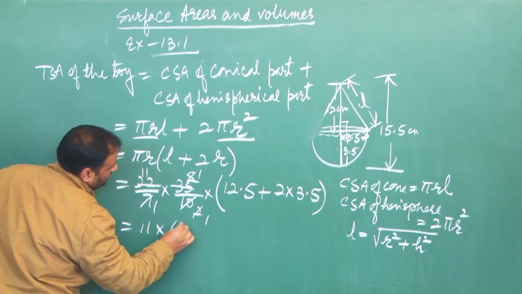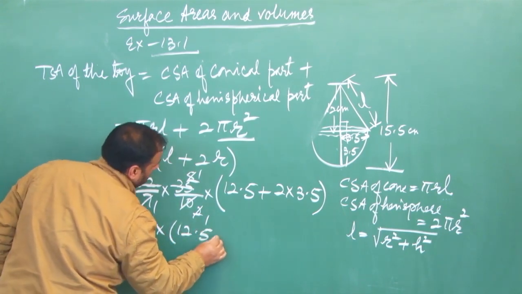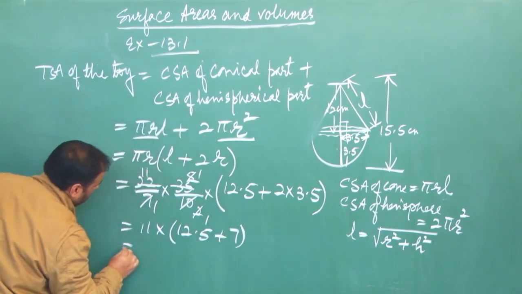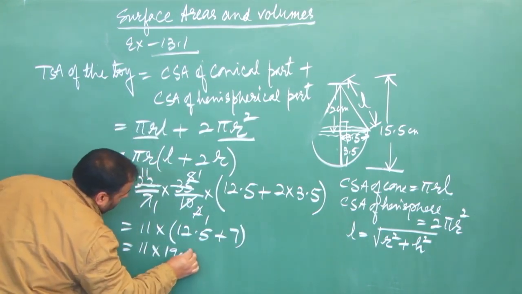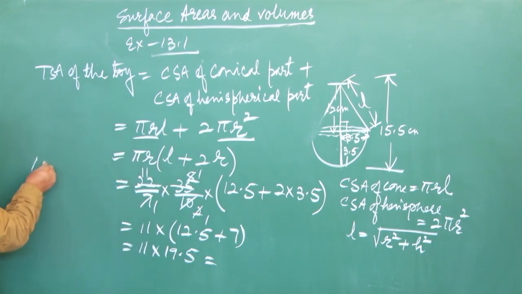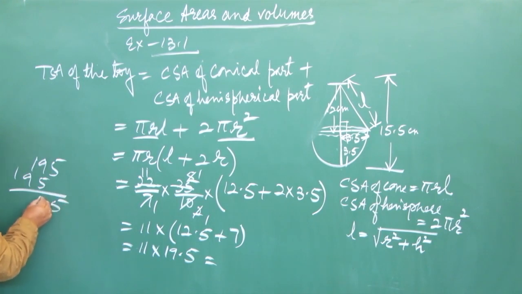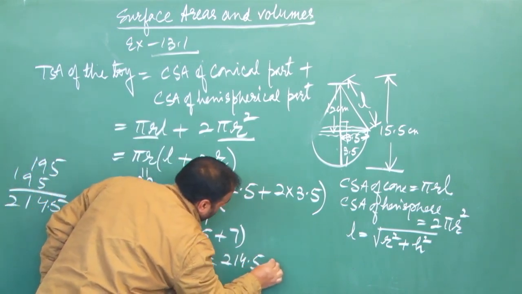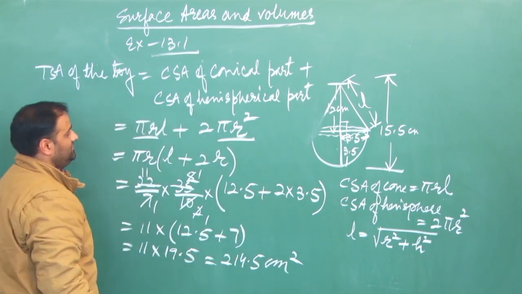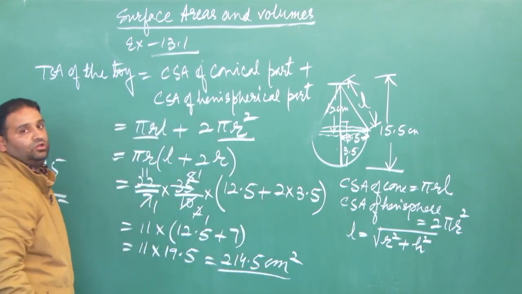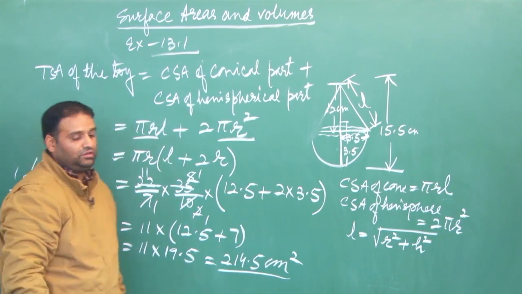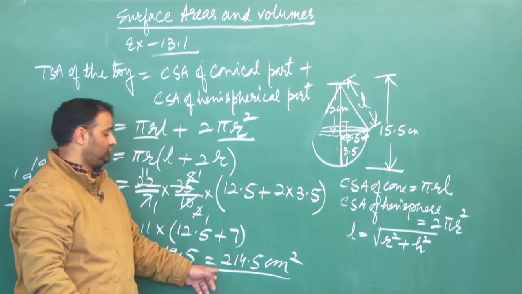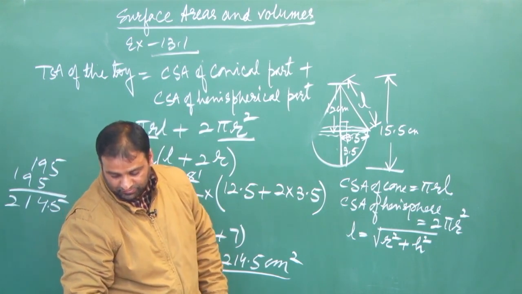So we get 11 into 12.5 plus 7, that's 11 into 19.5. 11 multiplied by 19.5 gives 214.5 centimeters square. This is how the answer is obtained. So the total surface area of the toy that was mentioned in the question is 214.5 centimeters square.